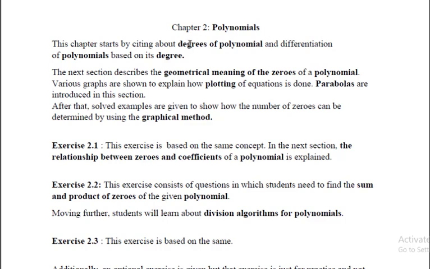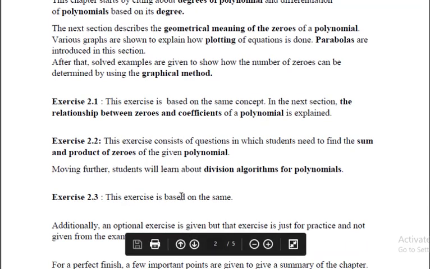In polynomials, mainly in the given textbook, the chapter starts with degrees of polynomials and classification of polynomials based on their degree. Okay, if you open your mathematics textbook, please look at the whole chapter. In the given chapter, what are the main topics present? I am going to give a clear clarification of the whole chapter.